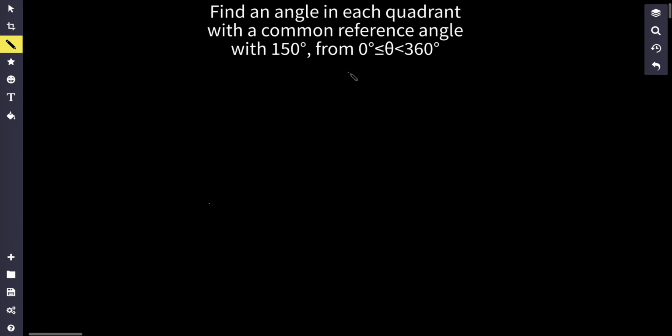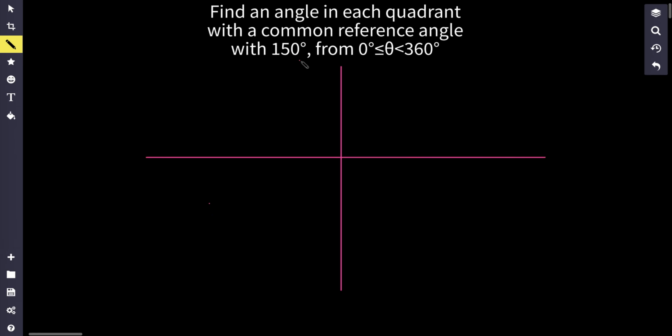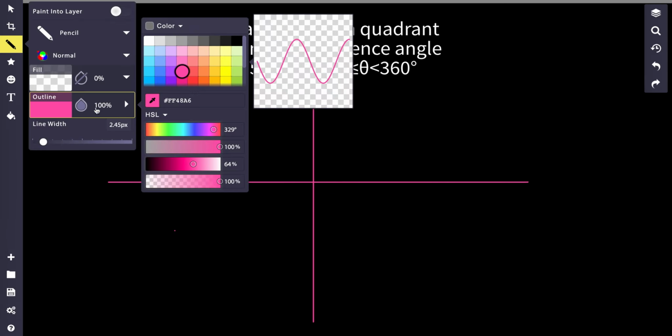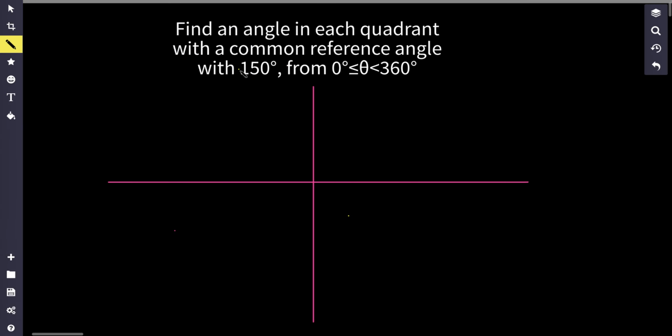Find an angle in each quadrant with a common reference angle with 150 degrees, with theta ranging from 0 to 360 degrees. Now, what is this question even asking us? So first of all, right, 150 degrees looks something like this. All right, this is 150 degrees.